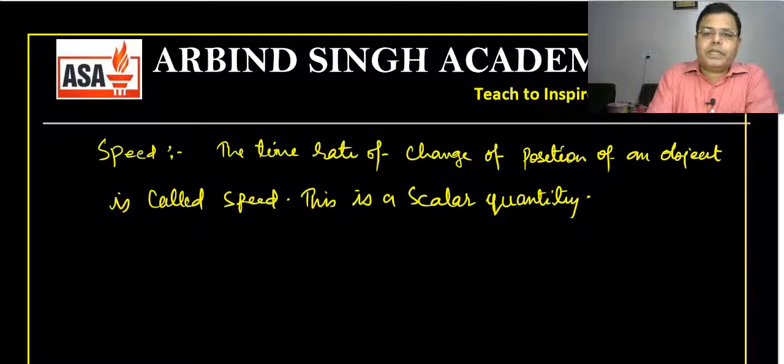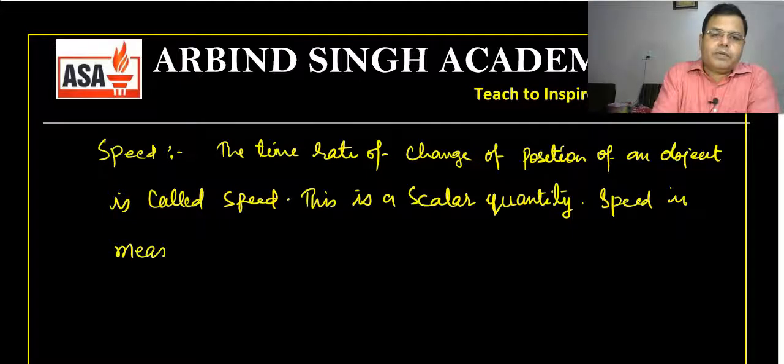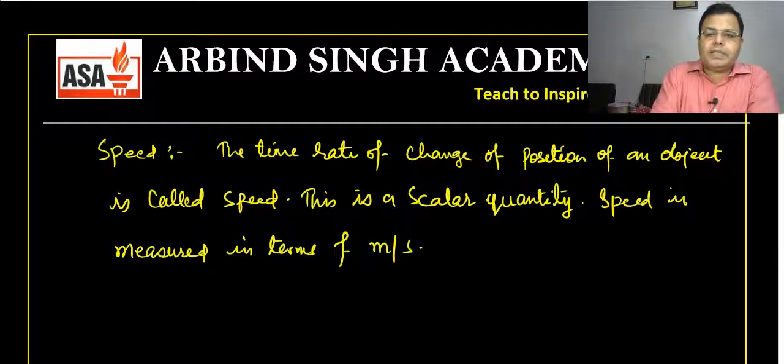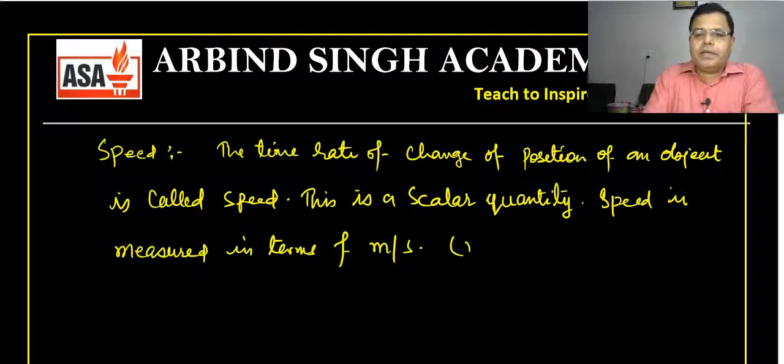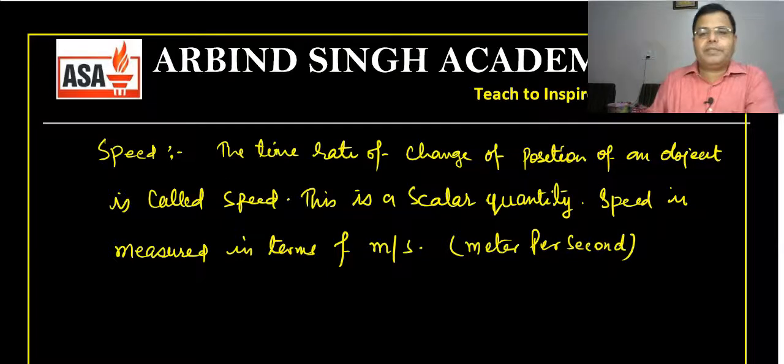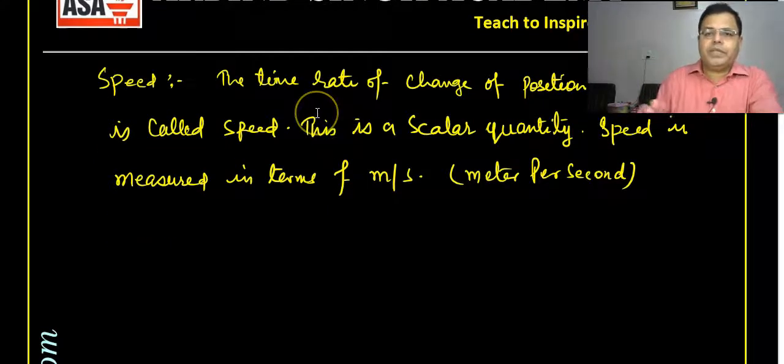Speed is a scalar quantity, and speed is measured in terms of meter per second. That is called meter per second. This is the SI unit, you know. So why is speed the time rate of change?